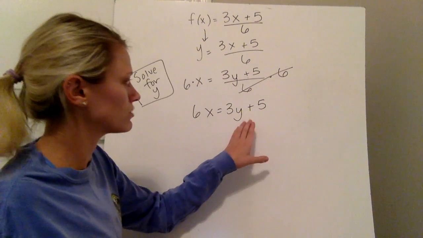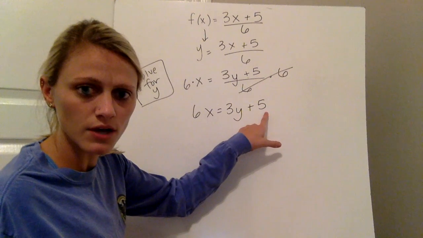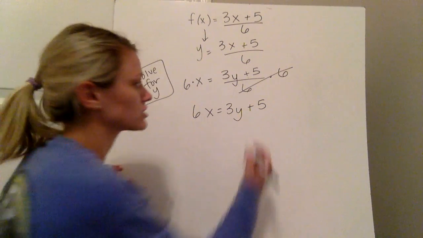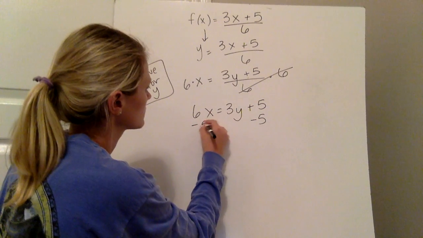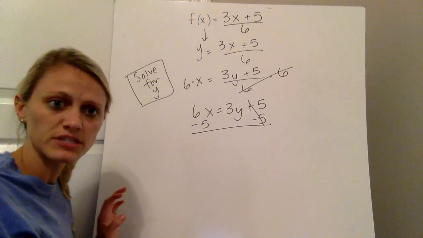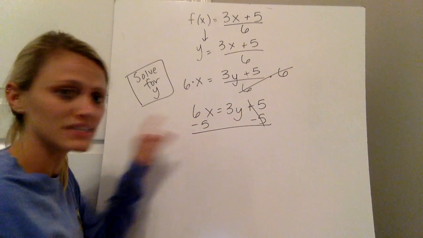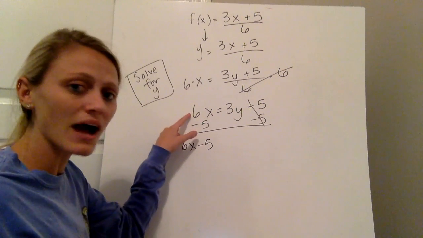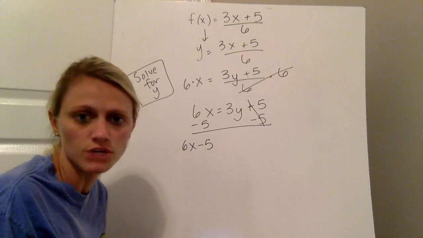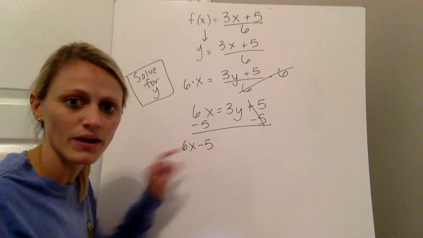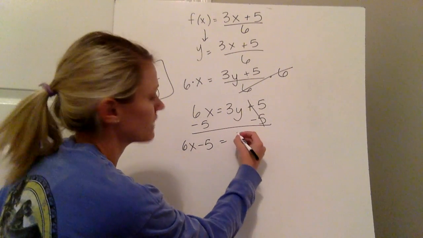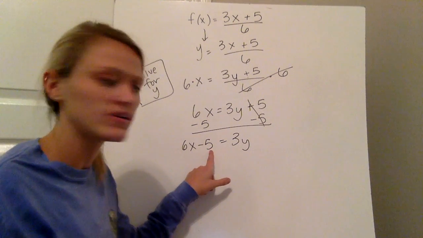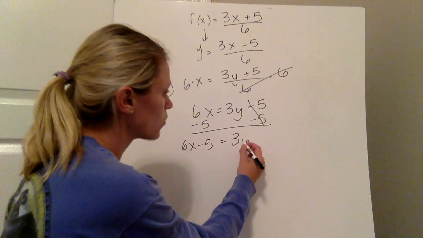Similar to what we did in the last example, it's furthest away. 3 is right next to the y. I'm going to go with this 5. It's being added, so to undo that addition, we do the opposite, which is subtraction. Subtract my 5 from each side. I've got 6x minus 5 over here. Remember, you cannot combine 6x minus 5. They aren't like terms. This 5 doesn't have an x, so it's got to come down by itself. Then on this side, we're left with that 3y. So I've got 6x minus 5 is equal to 3 times y.